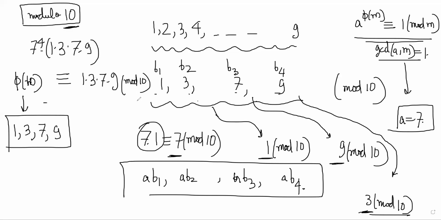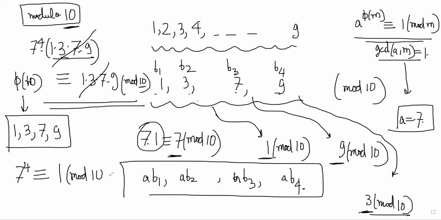And now you see, when we were doing the previous case, we got some n minus 1 factorial. No, that was wrong. We have to only select the numbers that are co-prime to n. So now I can divide this and this, because they are co-prime to 10, all of these. And now you get 7 power 4 is equal to 1 mod 10.